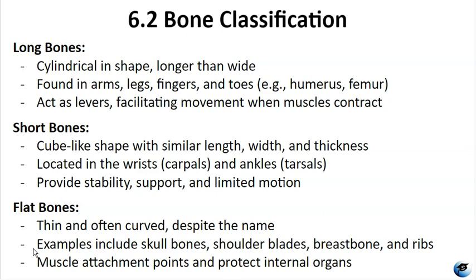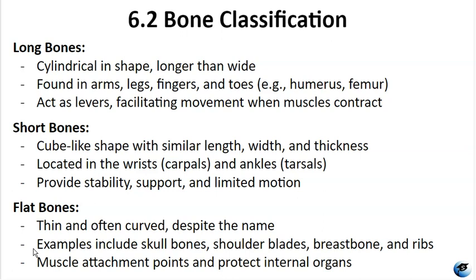The shapes of bones determine their functions, and each category serves a distinct purpose in this way. Long bones, such as the humerus and femur, exhibit a cylindrical shape that is longer than it is wide. These bones are relatively long and slender, and they're found in the arms, legs, palms, soles, fingers, and toes. They act as levers facilitating movement through muscle contractions.